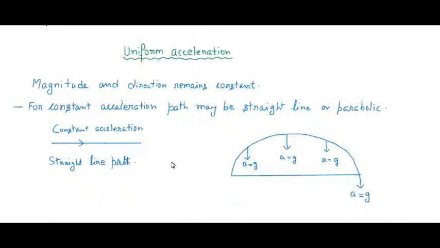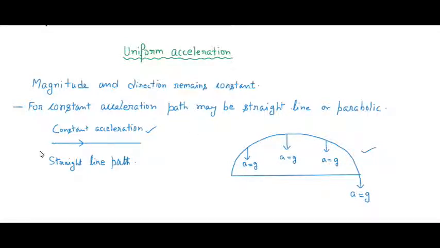So when a particle moves with a constant acceleration, then its path may be a straight line or a parabola. For example, in the given two figures, here is the example when the particle is moving in a straight line. But in this case, the particle is moving in a parabolic path. Here at any time you can see the value of a is equal to g because it is acting under gravity.